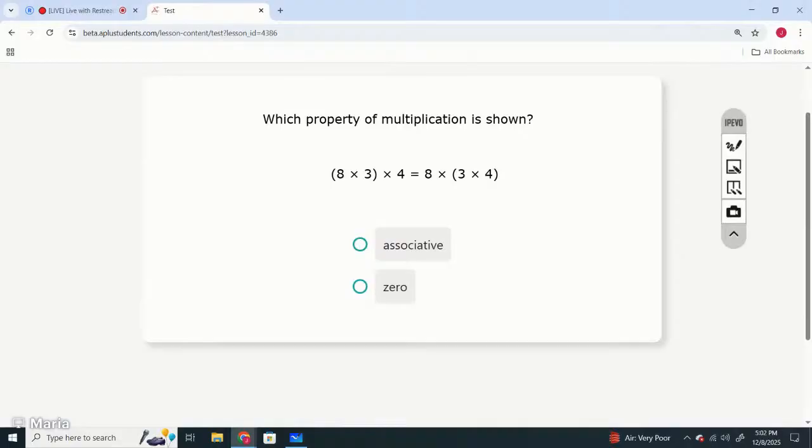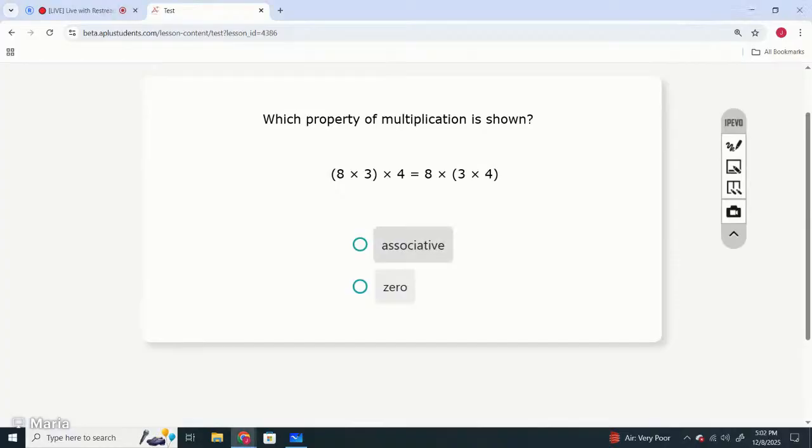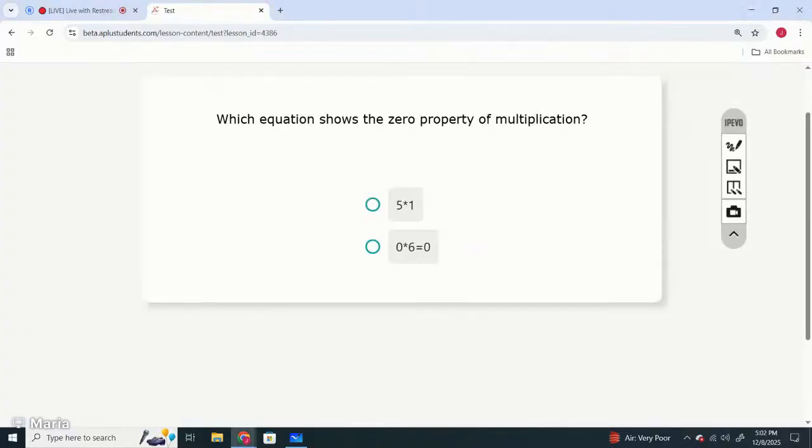Which property of multiplication is shown? 8 times 3 times 4 is equal to 8 times 3 times 4. You can see just the grouping of the factors is changed. Here you have to do 8 times 3 first, then multiply with 4. But here you have to do 3 times 4 first and then multiply by 8. So just the grouping of the factors is changed. So that is the associative property.